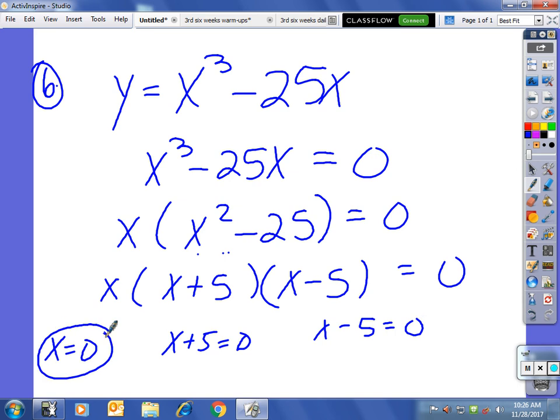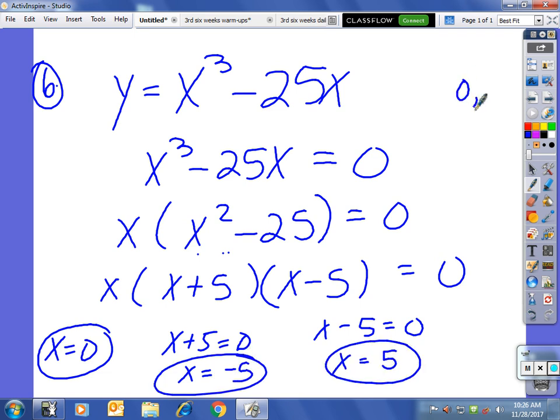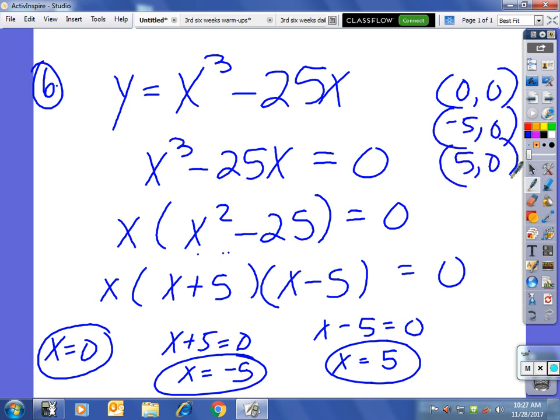0. It's crossing at the origin right there. What's this solution? Negative 5. And what's this solution? Positive 5. So as points, it would be (0, 0), (negative 5, 0), and (5, 0). As set notation, it would be negative 5, 0, and 5. Those are my 3 roots to this one.